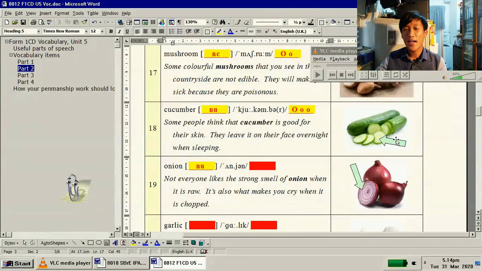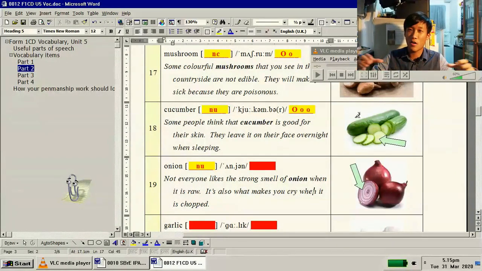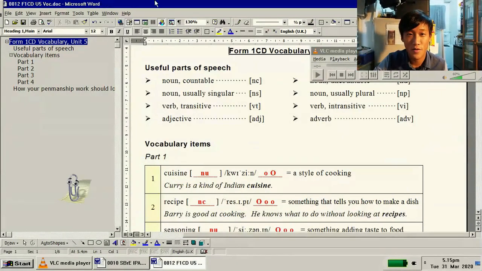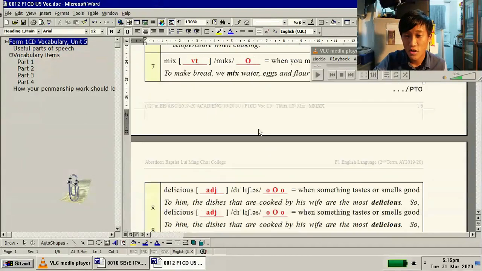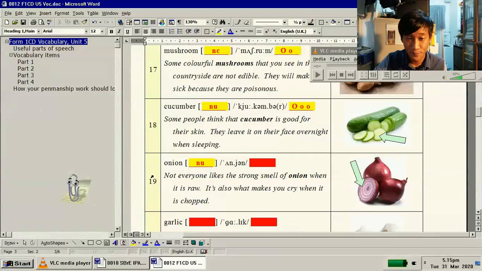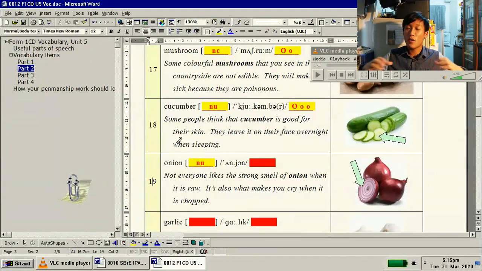So actually it's because before cutting it is countable, so you can have one cucumber, the long thing before cutting it. What happened to my computer? Let me just go back, sorry. Okay, here. It's a long thing, so before cutting it is countable. You can have one cucumber and two cucumbers. Before cutting you can have one onion and two onions.